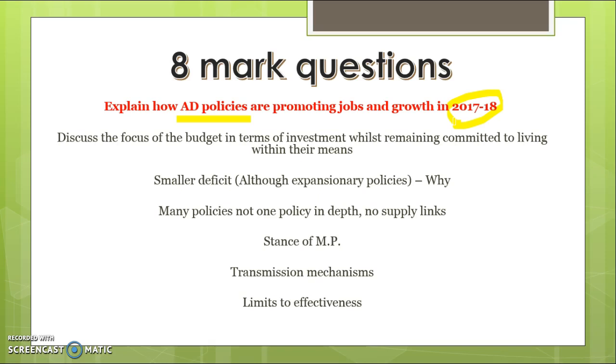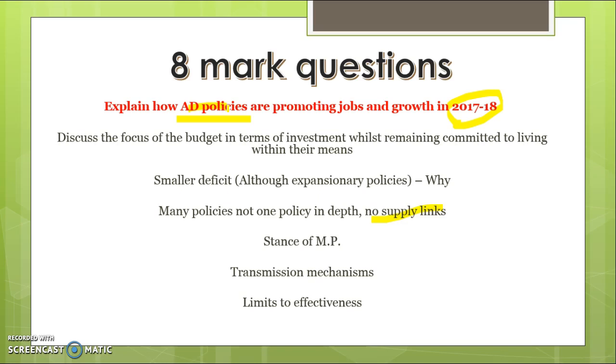Number one don't is don't talk about any supply side policies. Nobody cares about supply side links if it's a demand management policy. You're not getting any marks for it. Number 2, do not spend too much time talking about an individual policy. Keep your answers flowing in terms of a range of different policies when you're doing these questions. And number 3, if you just focus on discretionary policies, you're not answering the question in its entirety.